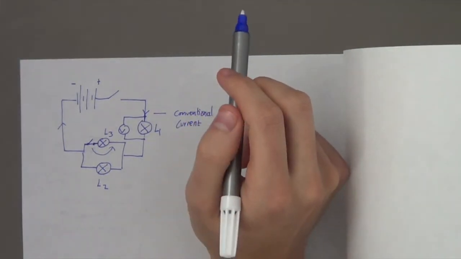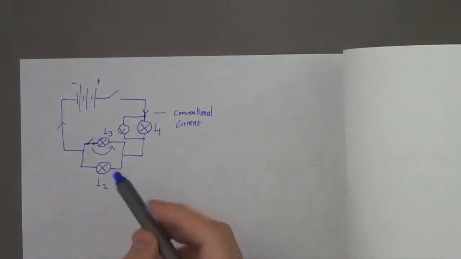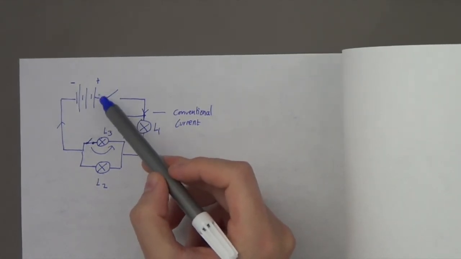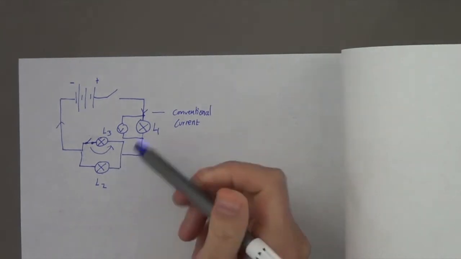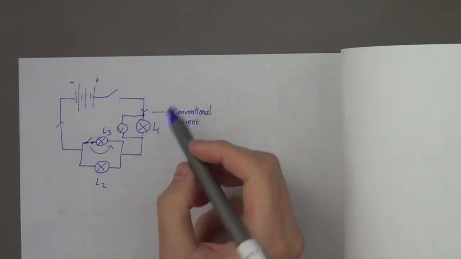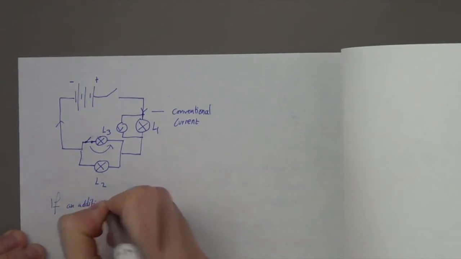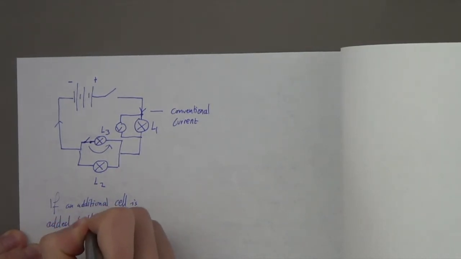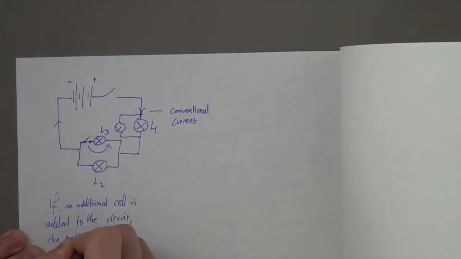Right, state and explain what effect adding another cell to the battery would have on the lamps in the circuit. If we add another cell to this circuit, basically that's going to increase the chemical energy or the power that will be able to power up that lamp, and that lamp. So essentially the brightness of these bulbs will increase. So if an additional cell is added to the circuit, the bulbs will get brighter.